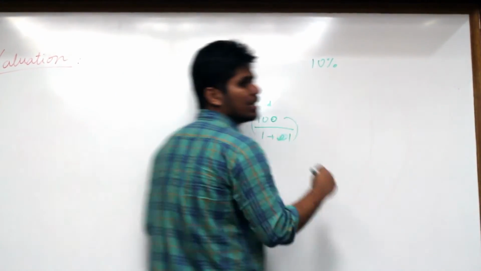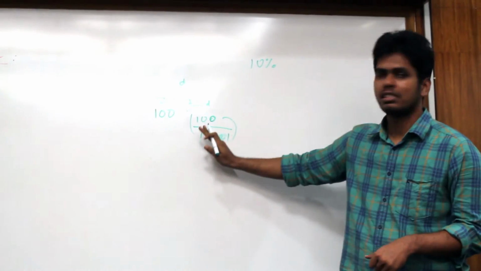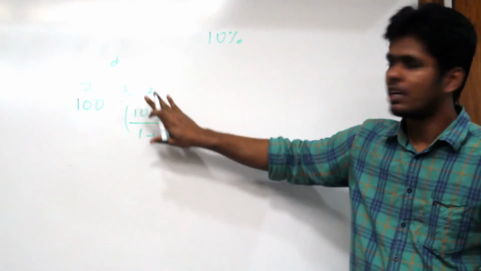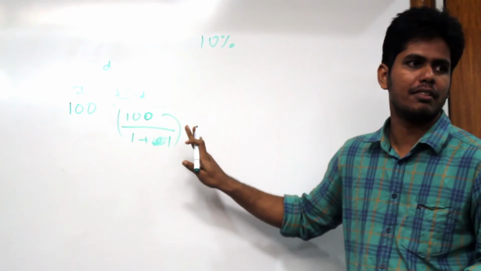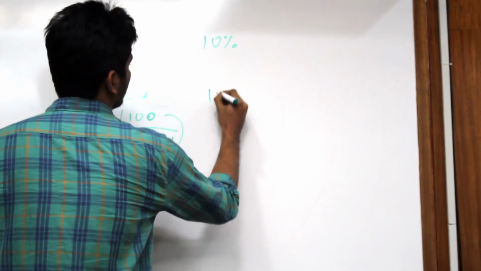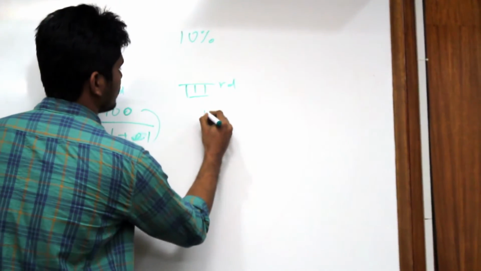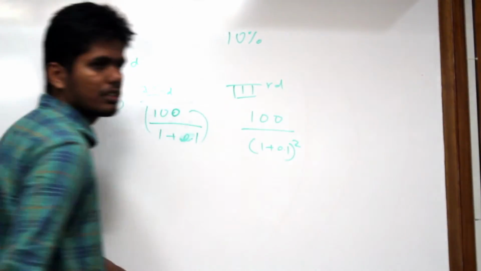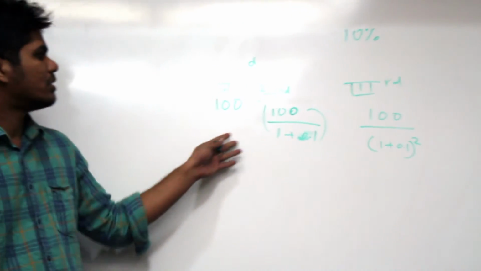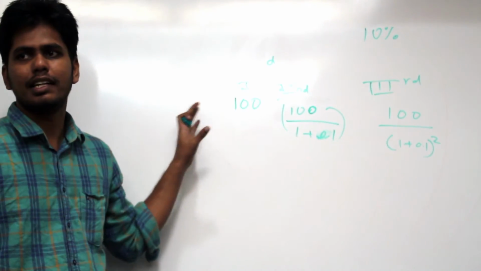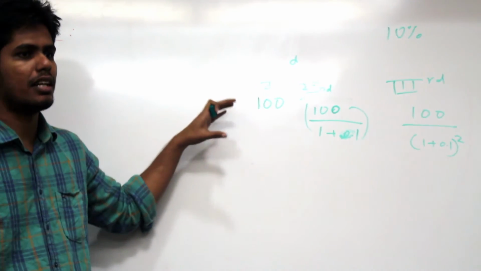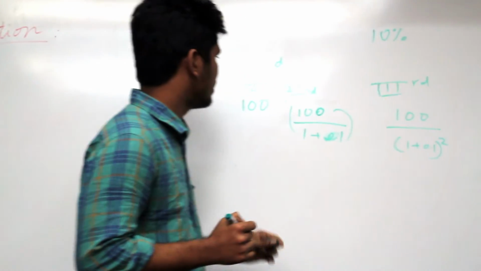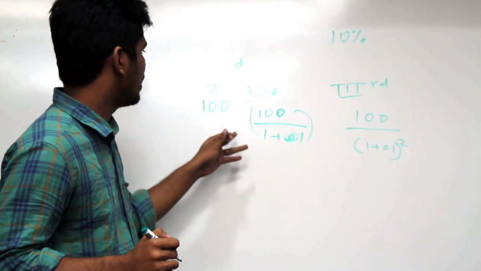On the third year, the value of this 100 rupees will be divided by 1 plus D, keep on getting squared. So it's an infinite series, and you will get a value. You can calculate the approximate value of that product at current price terms. The sum of the series will give you the current value.